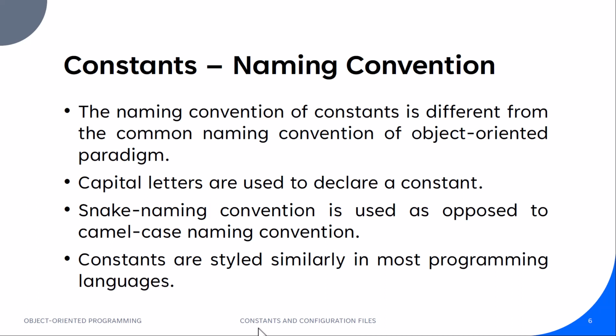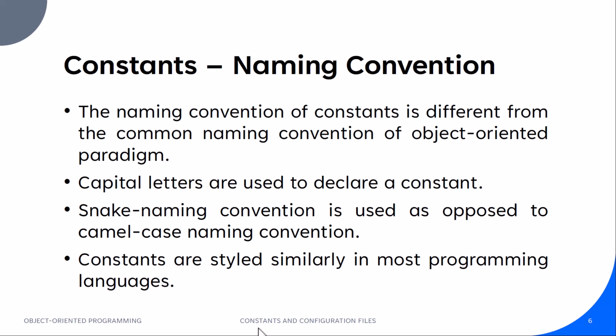The naming convention of constants is different from the common naming convention of the object-oriented paradigm. Capital letters are used to declare a constant. Snake case naming convention is used as opposed to camel case naming convention. And remember that camel case is the common naming convention of the object-oriented paradigm.